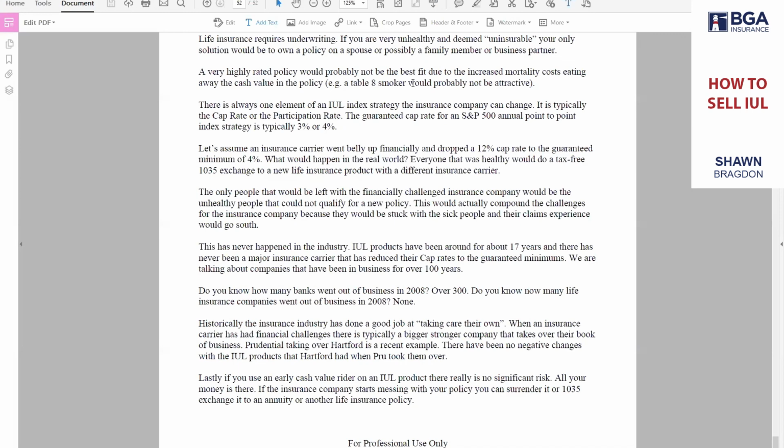Let's see. I'm not sure if I understand that question. Are there any viable second to die options in the index space? There used to be a handful of accumulation survivorship index UL products in the industry. They have all been pulled out of the marketplace for the most part. The index second to die products that I'm aware of are not designed for accumulation purposes. They're designed for low cost death benefit protection.